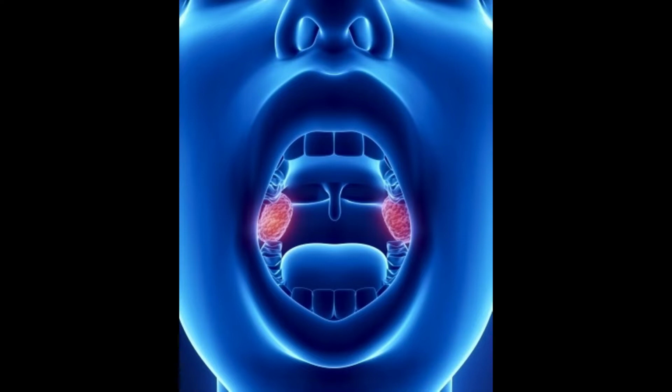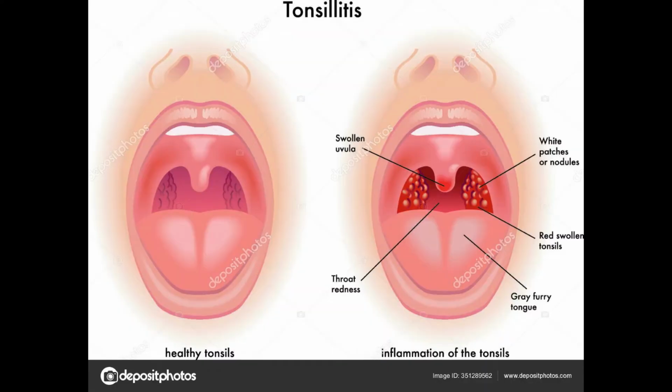Tonsils act as filters, trapping germs. Tonsils also make antibodies to fight infection, or otherwise the germs could enter the airways and cause infections. But sometimes the tonsils get overwhelmed by bacteria or viruses. This can make them swollen and inflamed. Tonsillitis is an infection of the tonsils.